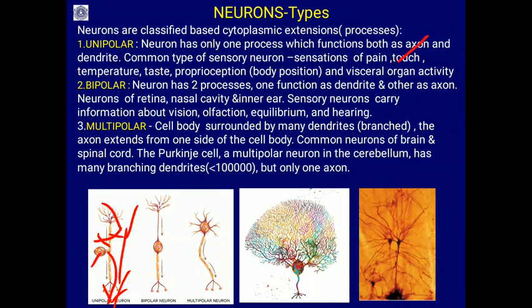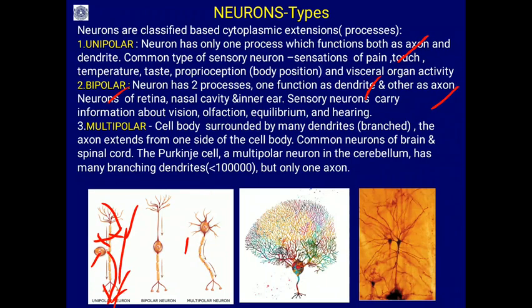You will find it as the common type of sensory neuron: sensation of pain, touch, temperature, taste, taste receptors in the tongue, and proprioception, the body position with respect to gravity. Then the visceral organs: once you take food, it immediately communicates to the brain to release gastric juice. These are the unipolar neurons. Then the bipolar neurons, as the name suggests, have two processes, one functioning as dendrite, the other as axon.